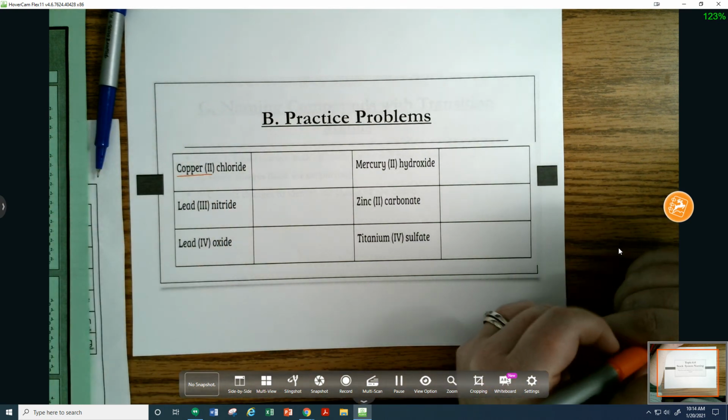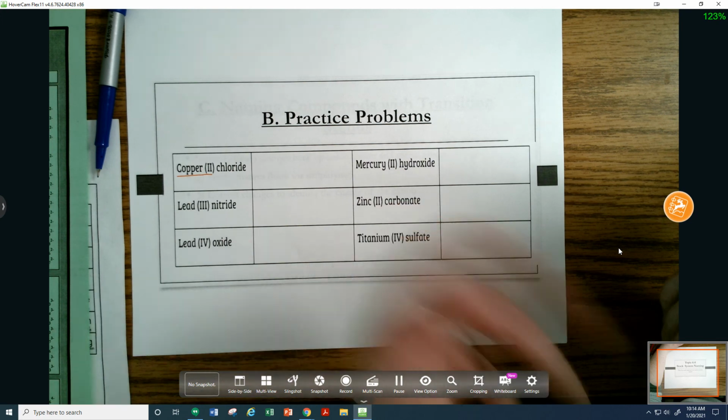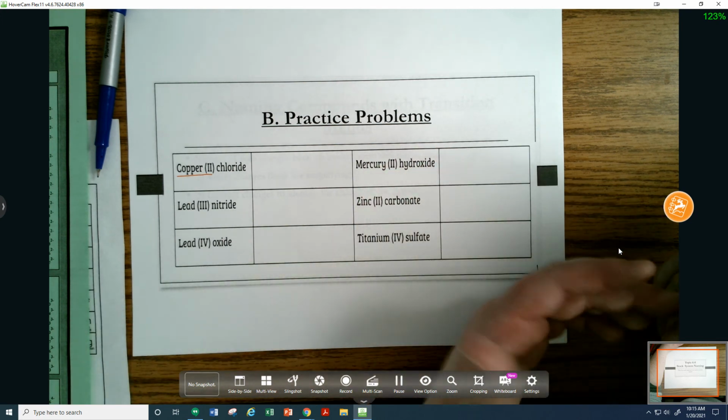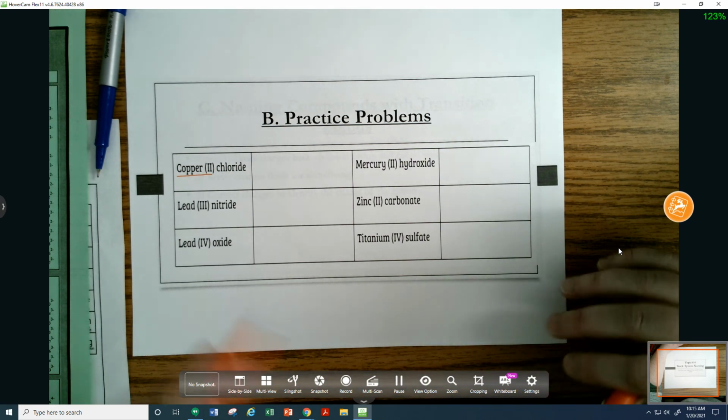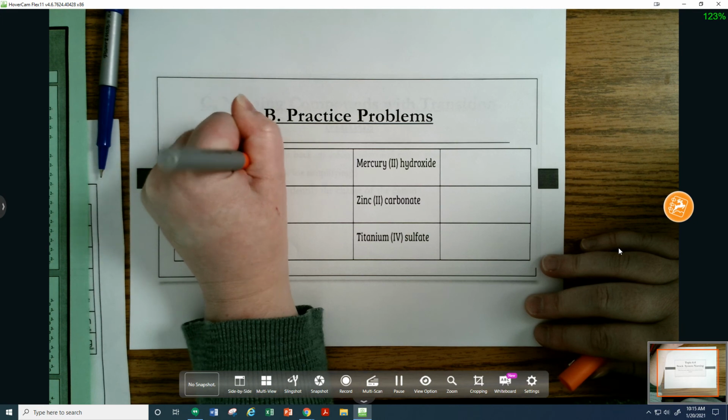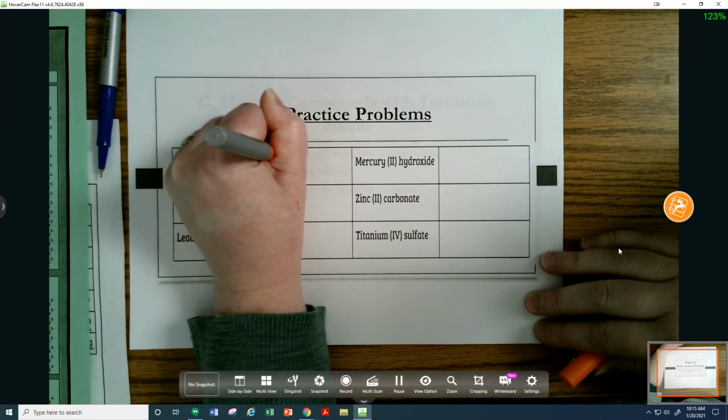So copper 2, that tells me the charge of it. You're not going to go to your periodic table to find the charge of copper. The name has to tell you it because, like I said, there's different varieties of that particular cation. So we write that as Cu plus 2.